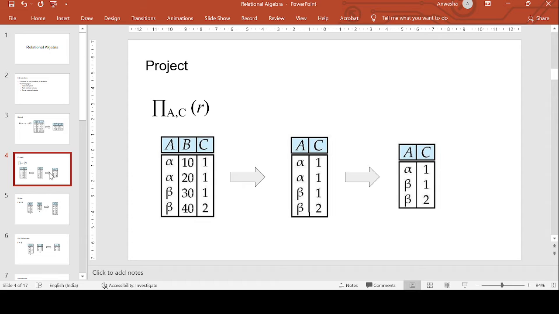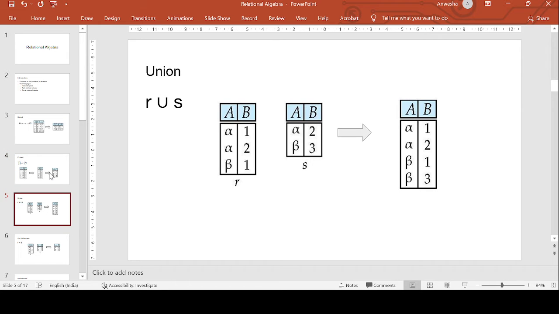Now what will we get? Alpha 1, beta 1, beta 2. Alpha 1 is getting repeated, so one will be removed. So the result will be alpha 1, beta 1. The result will contain a relation with 2 attributes A and C, and the rows will be alpha 1, beta 1 and beta 2. Okay, so this is the project operation.